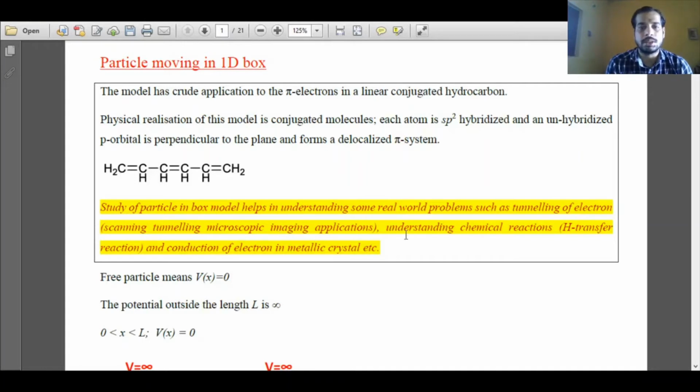And further, this understanding of a particle in a one-dimensional box helps in understanding certain chemical reactions, particularly hydrogen transfer reactions. We can also understand the conduction of electrons in metallic crystals with a preliminary understanding of the particle in a one-dimensional box problem.